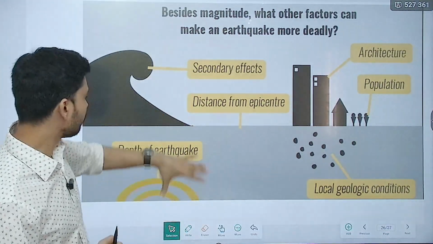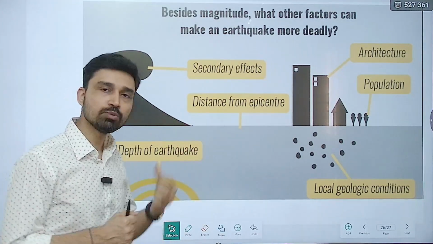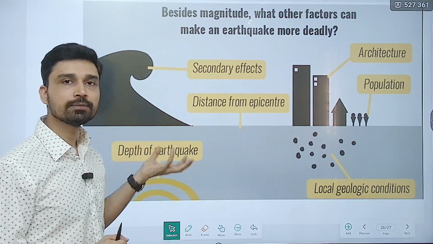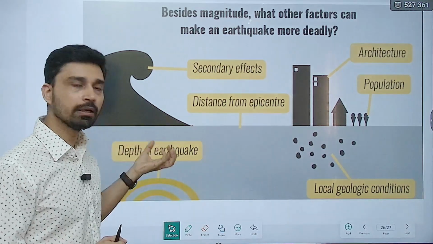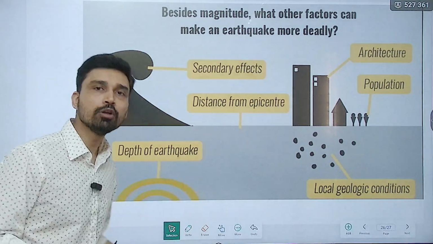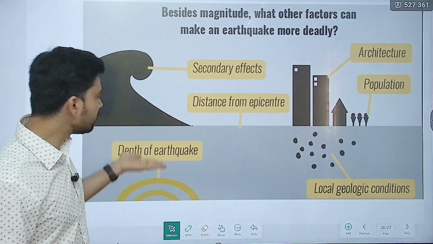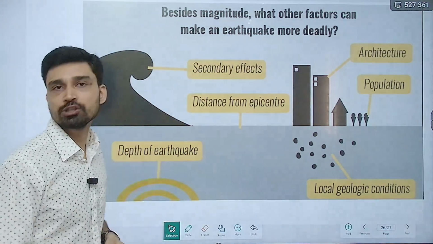Then you have the depth of the earthquake. The current earthquake is a shallow focus earthquake. That is why the energy released at the surface is much greater. If a 4.0 magnitude earthquake were to happen at 20, 30, 50 kilometer depth, the energy released would be even less. So the shallower the depth of the earthquake, the greater the extent of damage.